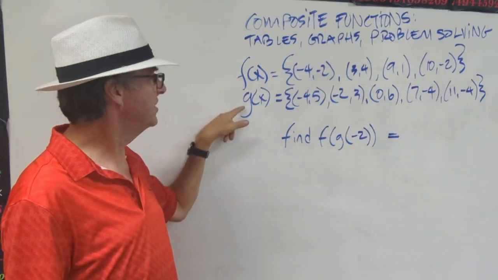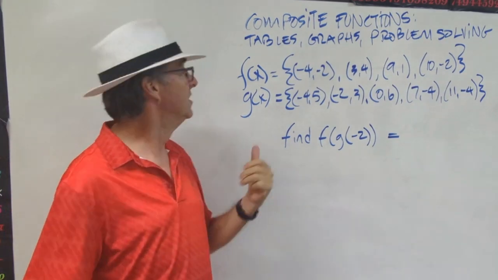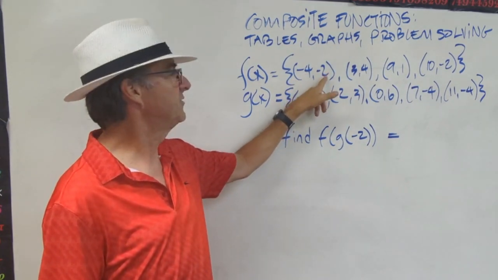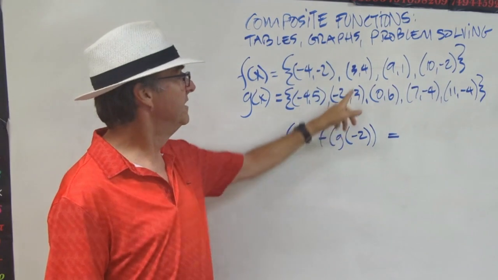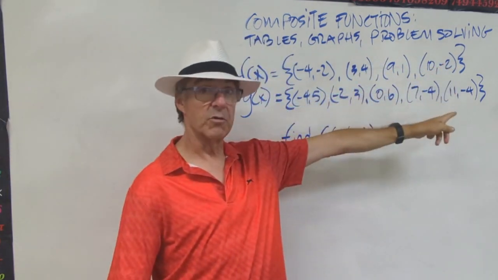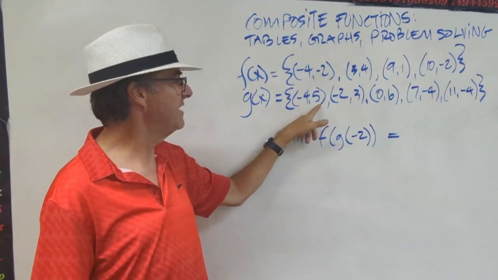We have f of x and g of x, and these functions are just defined as ordered pairs. So in f of x, if you put -4 in, you get -2 out. There's the x and the y. Same thing for 3 and 4, and so on. G of x is this set of ordered pairs. And what happens is if you put -4 in, you get 5 out.